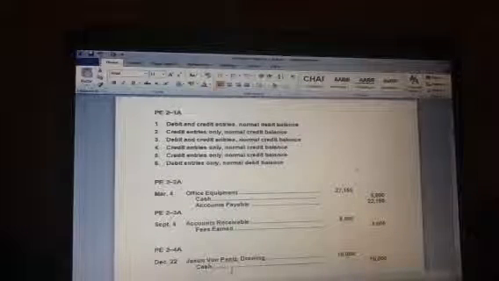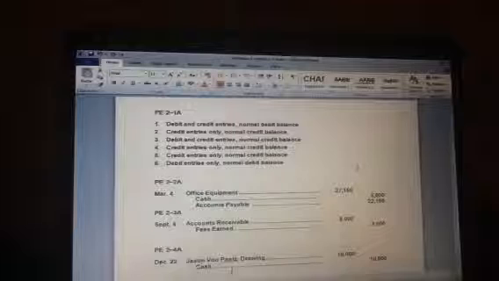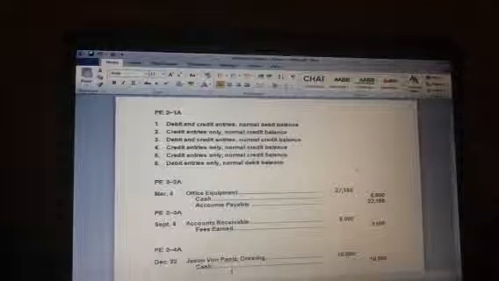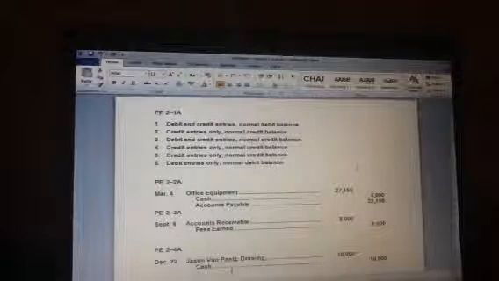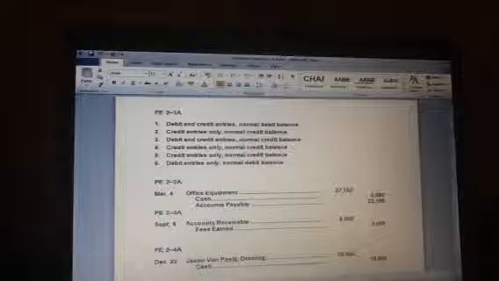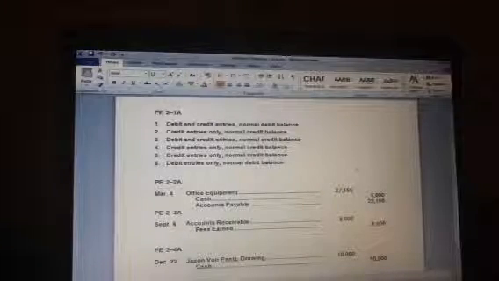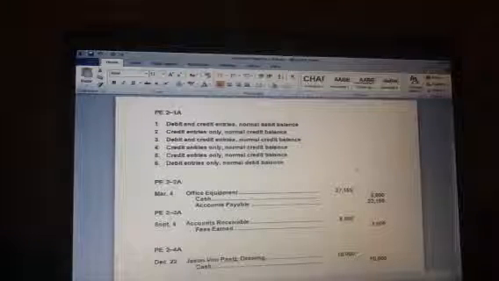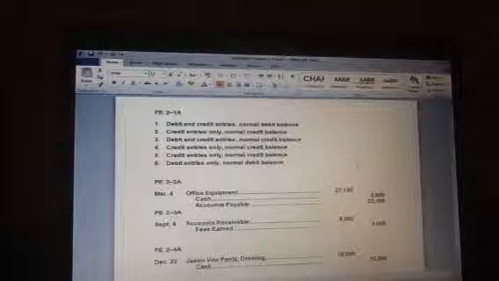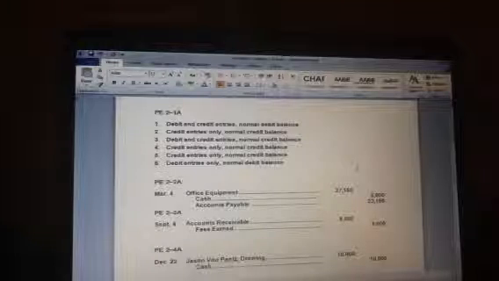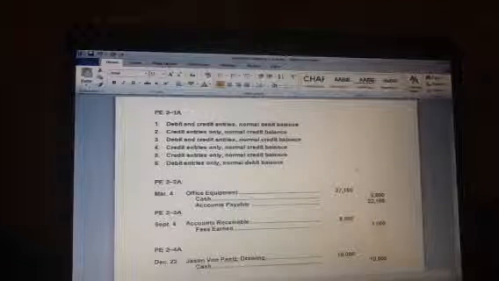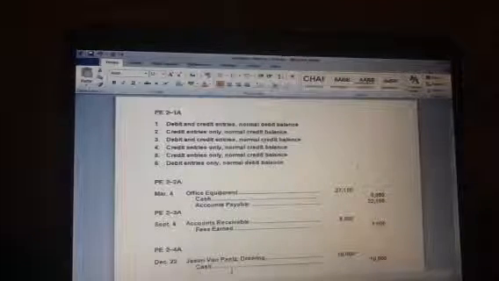These are the Chapter 2 problems. Let's start out with practice exercise 2-1A. This is going over the rules of debit and credit and normal balances. State for each account whether it is likely to have A, a debit entry only, B, credit entries only, or C, both debit and credit entries. Also indicate its normal balance.